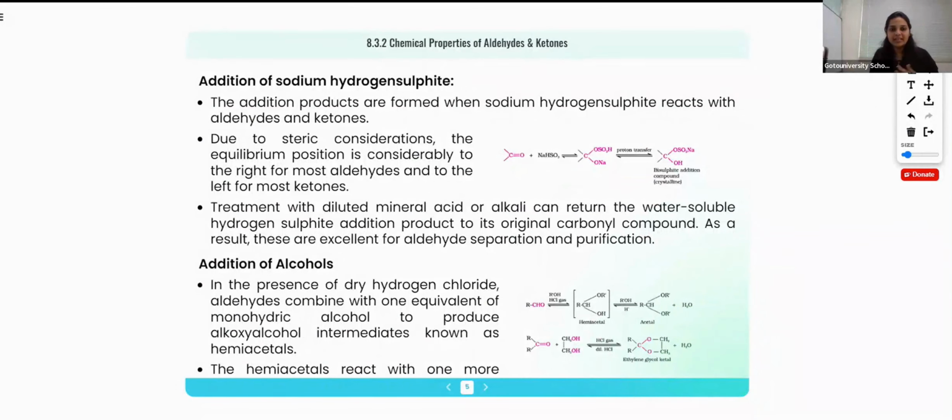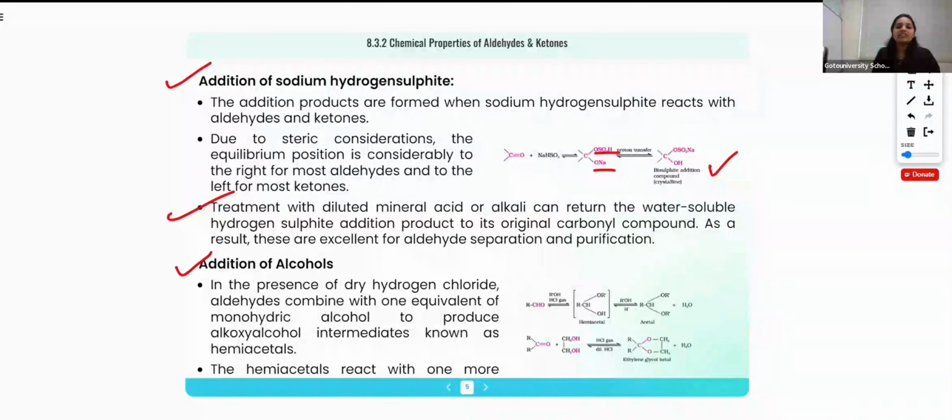Due to steric consideration, the equilibrium position is considerably to the right for most aldehydes and to the left for most ketones. Same thing we explained. Treatment with dilute mineral acid or alkali can return the water soluble hydrogen sulfite addition product to its original carbonyl compound. Here OSO2H is there, ONa is there, then they will convert into the corresponding product. Okay, so this is the addition of sodium hydrogen sulfite.